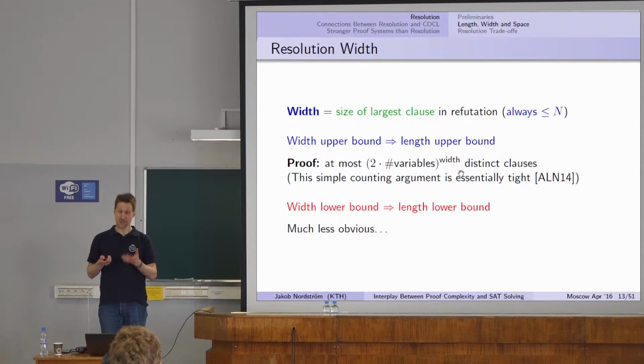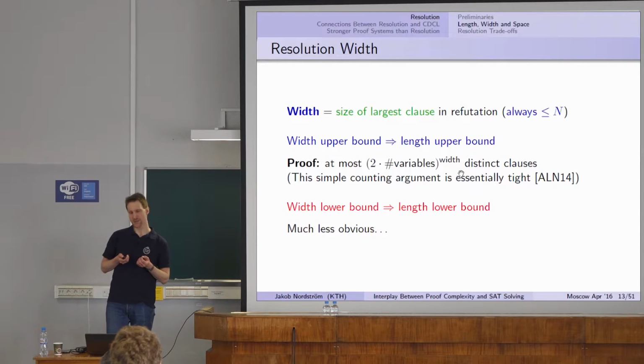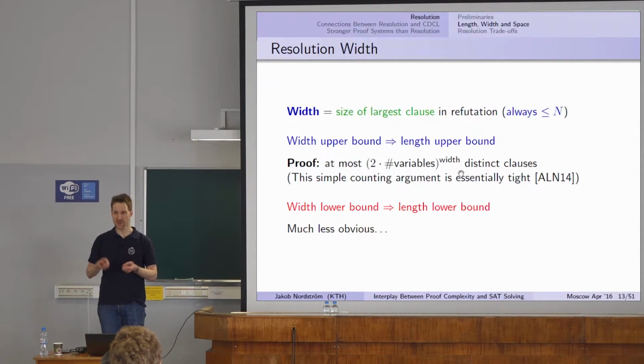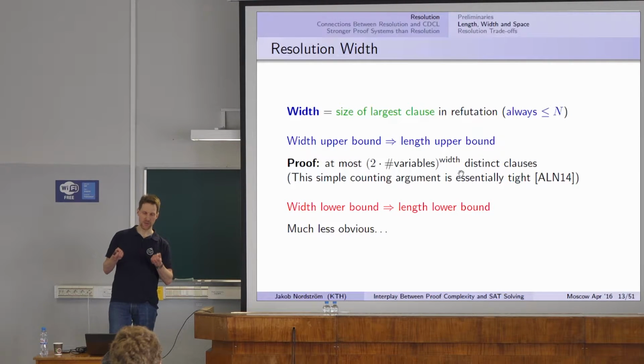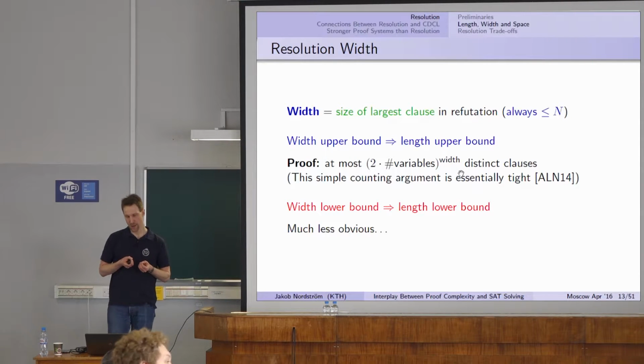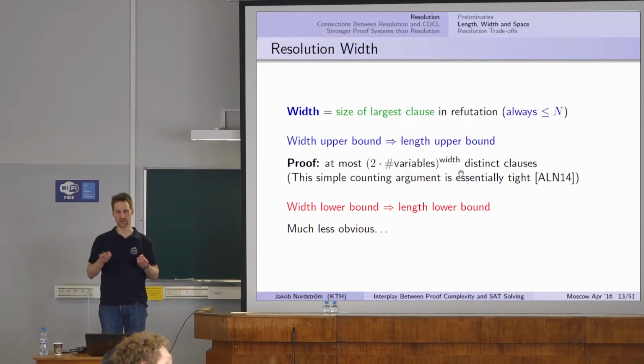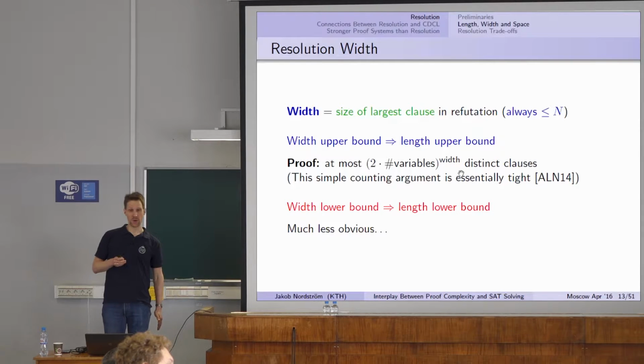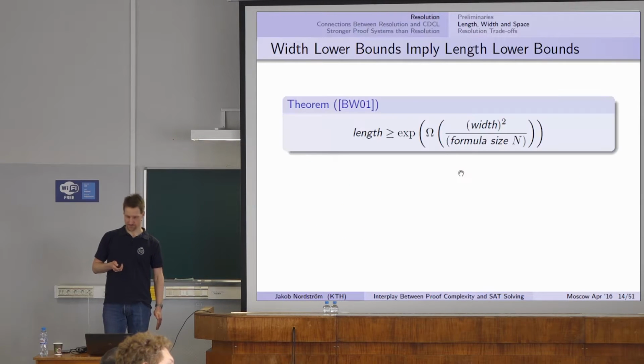What is interesting for us, and which is much less obvious, is that there's actually a connection in the other direction. If I can prove that in any refutation of a CNF formula, if in any proof of unsatisfiability of a CNF formula, there has to be one wide clause, just one wide clause, then that implies that the formula requires exponential size proofs. So here's the formal statement.